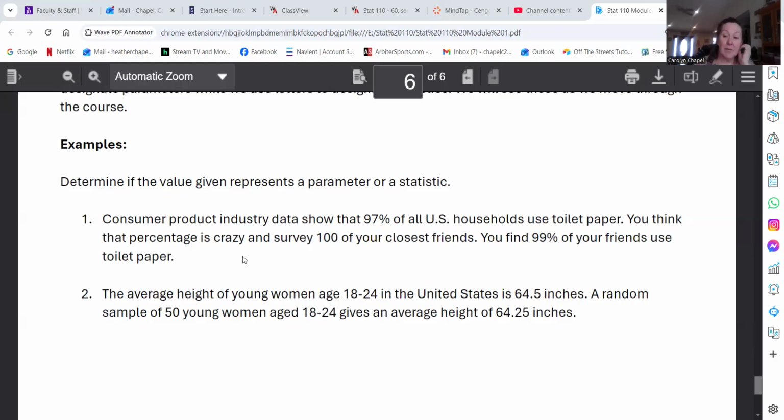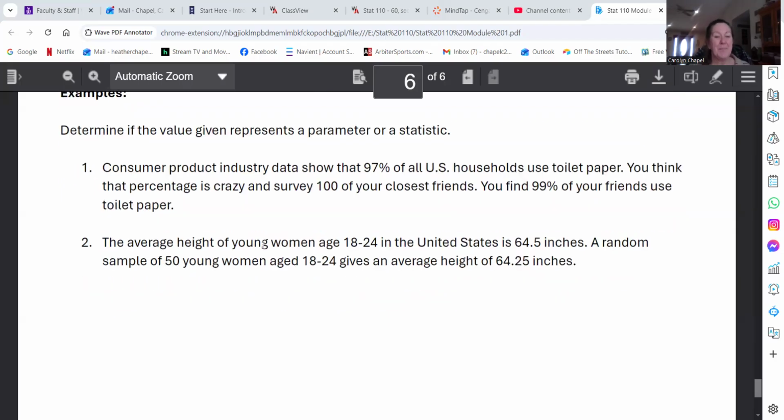The 99% is actually a statistic because it comes from the sample that we took of our friends, those 100 friends. So our population here is the US households. The sample is our friends. The statistic is the 99. The parameter on the population is that 97.